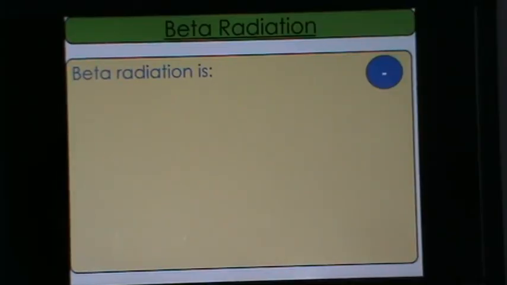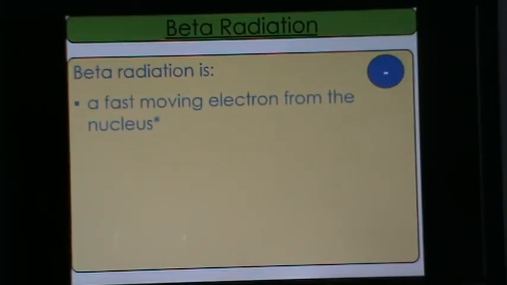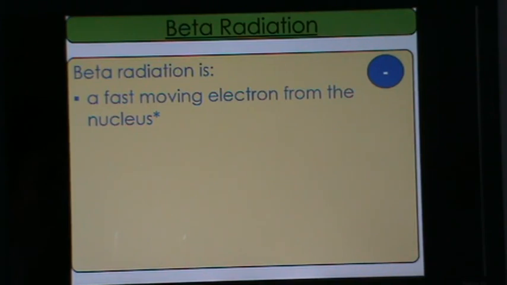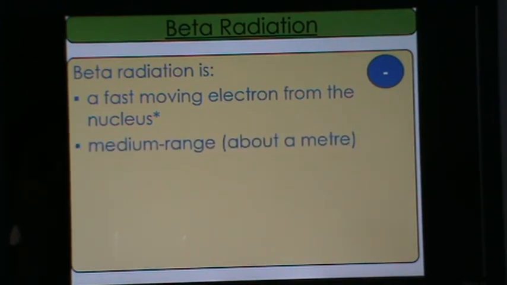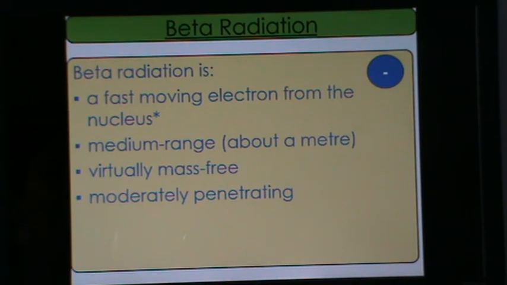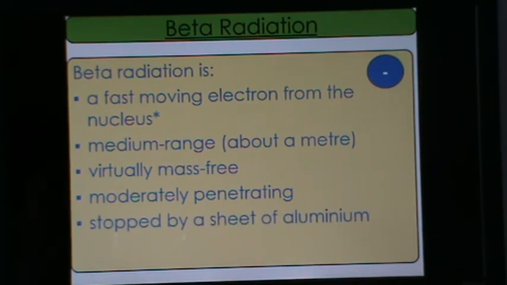Ionizer. Beta radiation is a fast-moving electron from the nucleus. It has a medium range of about 1 meter. Beta travels 1 meter. It is virtually mass-free, moderately penetrating, stopped by a sheet of aluminium, and is also moderately ionizing.